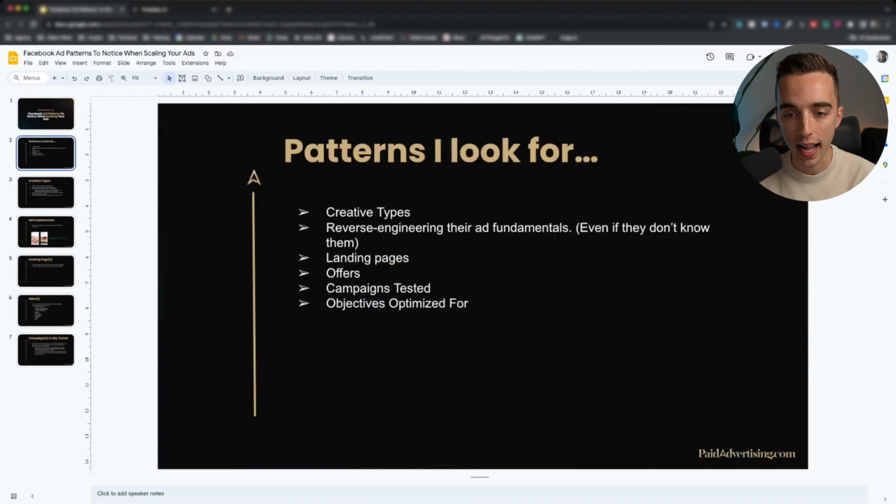The Facebook ad patterns to notice when scaling your ads. So the patterns that I typically look for are amongst the following. One, you've got the creative types. So I'll get more in depth into that in the next few minutes.